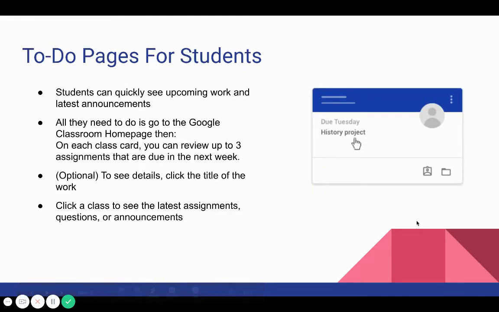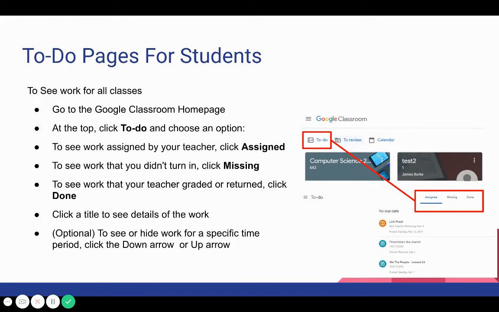There is a new to-do tab for students to be able to quickly see upcoming work and latest announcements. All they need to do is go to the Google Classroom homepage, and then on each class card, you can review up to 3 assignments that are due in the next week. You can also see details by clicking the title of the work, or by clicking a class to see the latest assignments, questions, or announcements. Where do you find that to-do list? Right up in the upper left-hand corner of the Google Classroom homepage.